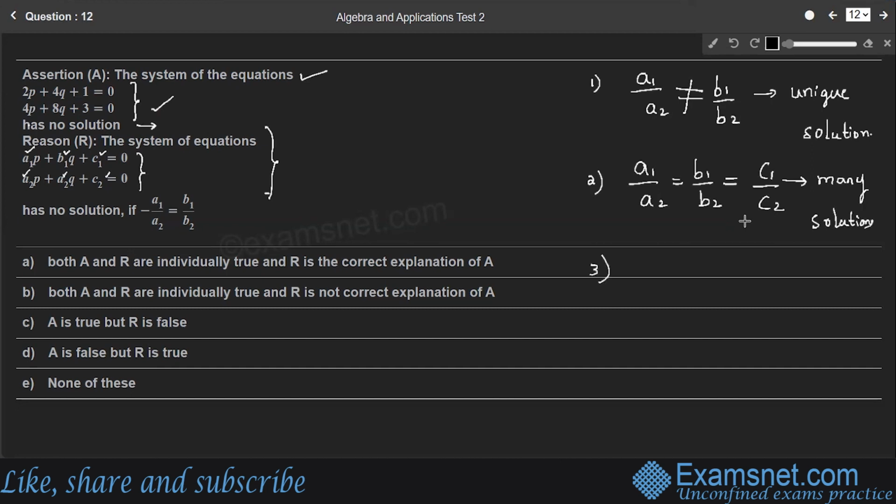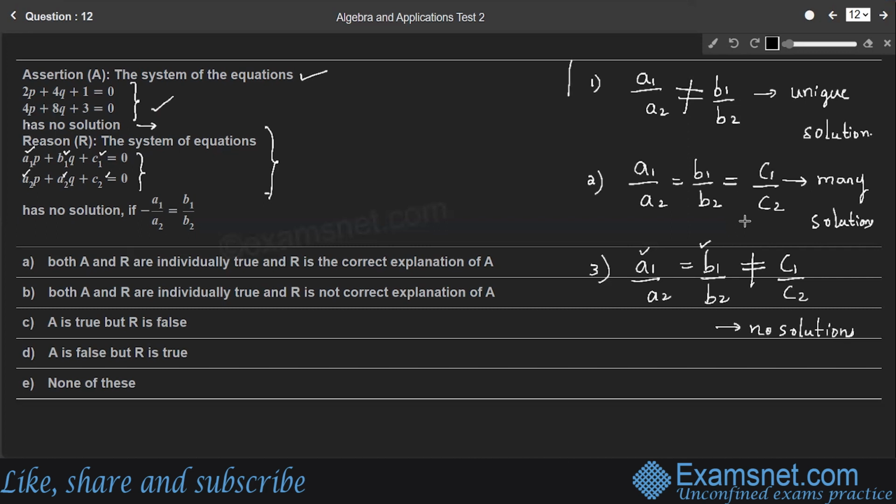The third rule says if A1 by A2 is equal to B1 by B2, but which is not equal to C1 by C2, right? So the ratios of the coefficients are equal, but this ratio is not equal to C1 by C2, the ratio of the constants. In that case, there will be no solution for the given system of equations, right?